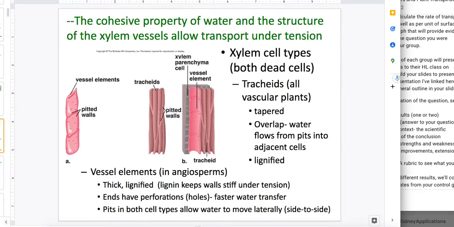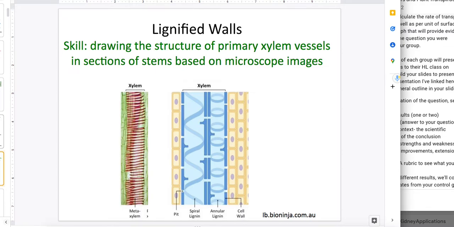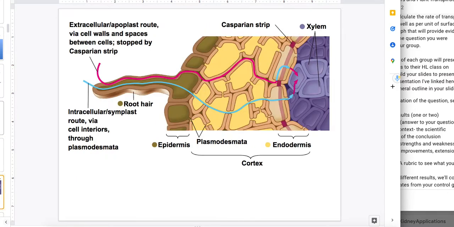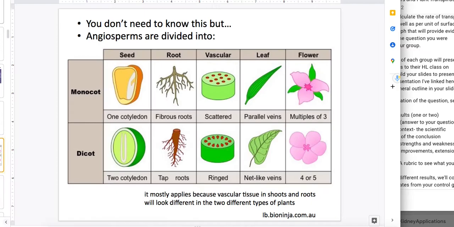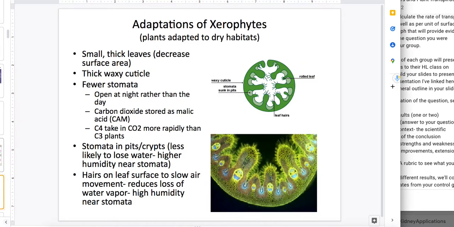The structure of the xylem and lignin is essentially about maintaining the strength. And then again, roots, don't worry about this too much right now, so I wouldn't worry about this one too much. Again, don't worry about that. But this is a helpful thing to take a look at.